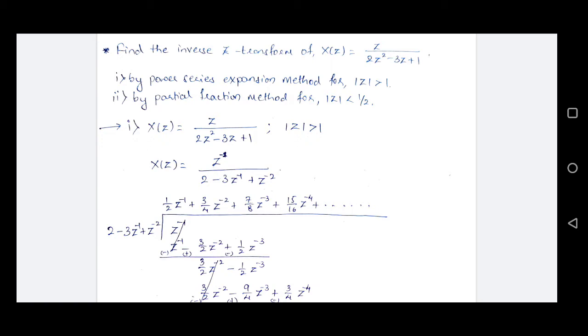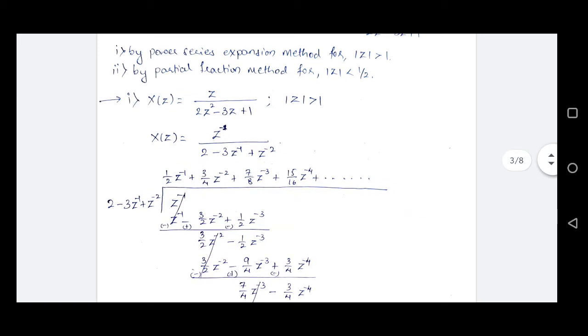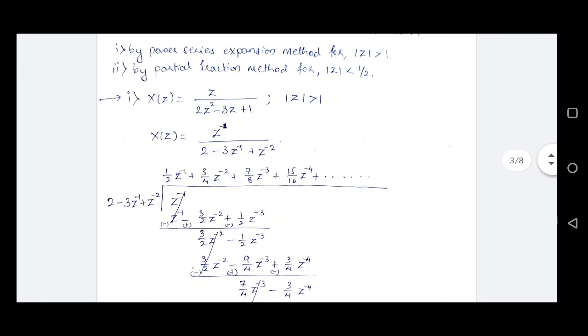Using the partial fraction method, the region of convergence will be mod of z less than half, and by using the power series expansion method, the region of convergence, mod of z, will be greater than 1. So we'll do the first method, the power series expansion method. X of z equals z divided by 2z squared minus 3z plus 1, where mod of z is greater than 1.